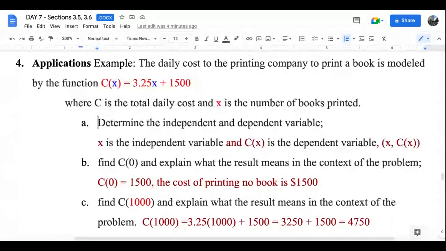Okay, let's see how we use the idea of function in life. This example is saying the daily cost to the printing company to print a book is modeled by this function. What kind of function is this? Linear function. What is its slope? Its slope is 3.25. How many books are being printed? x many, right? So x is the number of books printed.